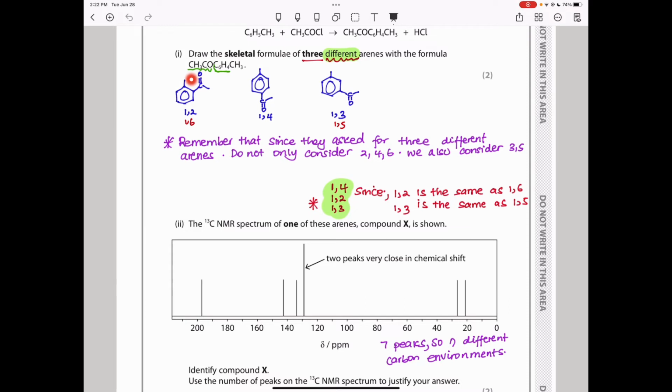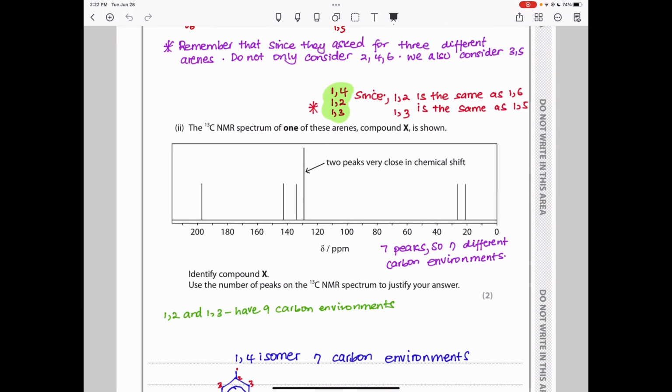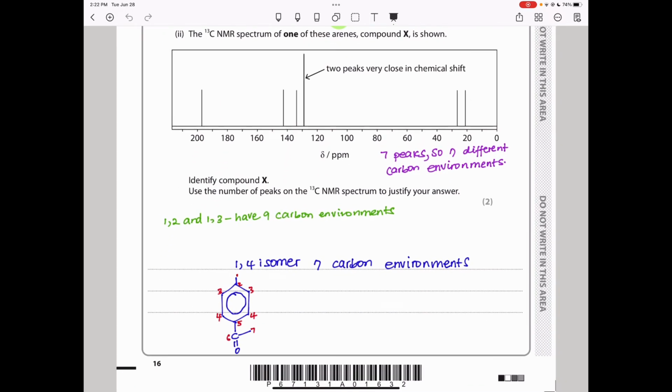So 1,2 and 1,3 have 9 carbon-13 environments, while 1,4 has 7 carbon-13 environments, meaning the structure we are looking for is this structure as you see here. And I drew it to show you all the environments: 1, 2, 3, 4, 5, 6, 7. So this is the isomer we are looking for.